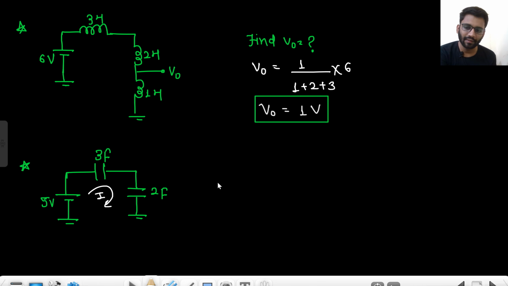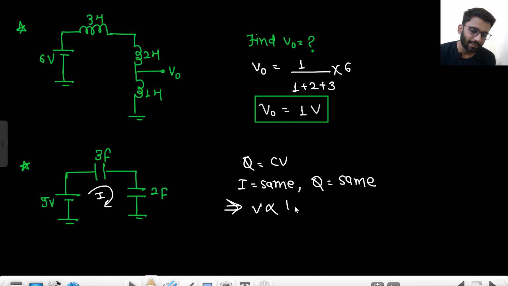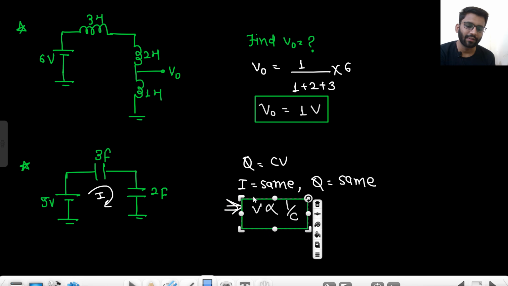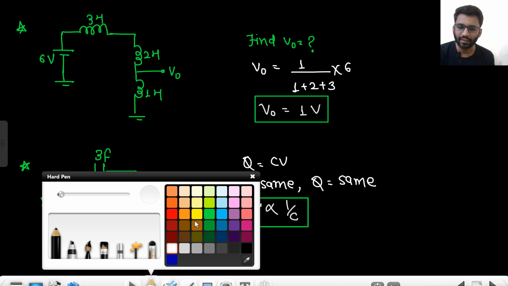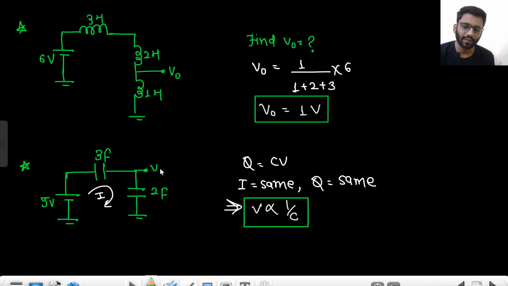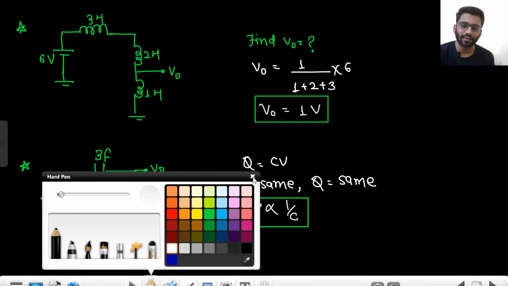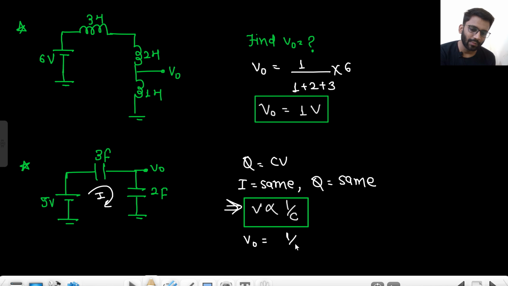Current is same, right? Q is equal to CV. If I is same, that means Q is same, right? Then what does that mean? V is proportional to 1 by C. Did you get it? So we have to divide it in inverse proportion. So this is your V naught actually. So your V naught will be (1 by 2) upon (1 by 2 plus 1 by 3) into 5. It will give you 2 volt.